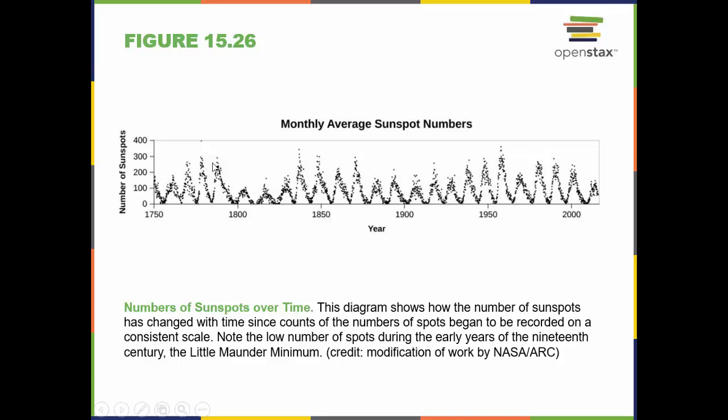So if we see, there's 1, 2, 3, 4, 5 of these peaks going between 1950 and 1800. So we see about an 11-year cycle. So if we check again, we have 1, 2, 3, 4, 5 peaks. So we see that the average period of the cycle is about 11 years.